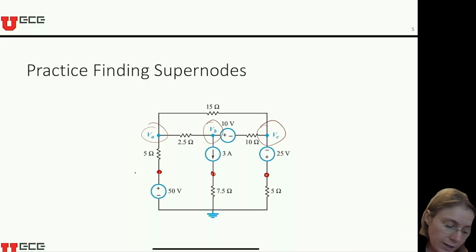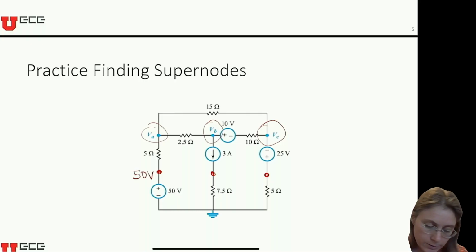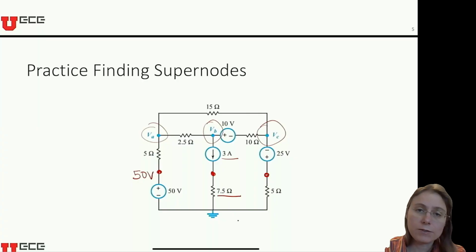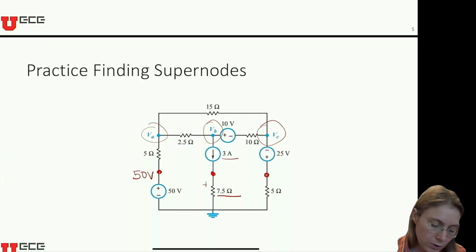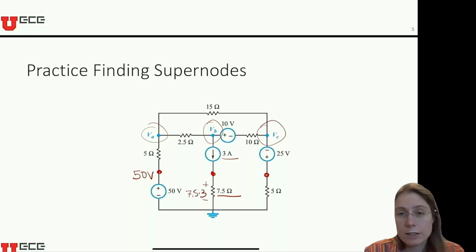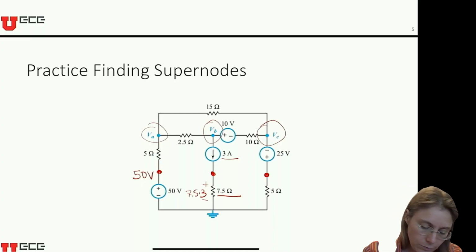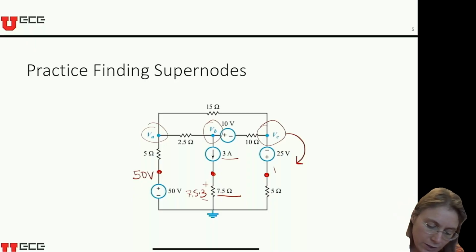Well, the one on the left here we know is 50 volts. The one right here we know via the 3 amp source being in series with the 7.5 ohms, so we know the voltage across this one is 7.5 times 3. So it's technically known. And then this one over here relates to VC. It's VC plus 25 at this node.